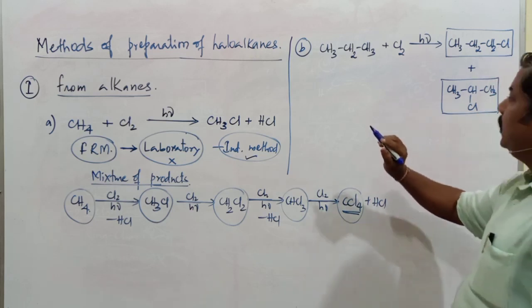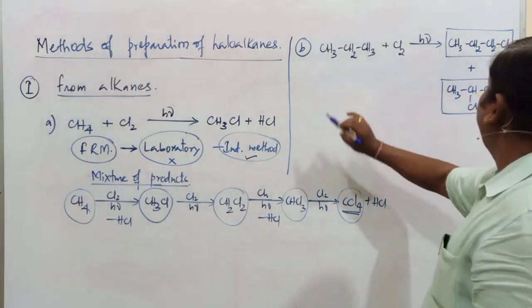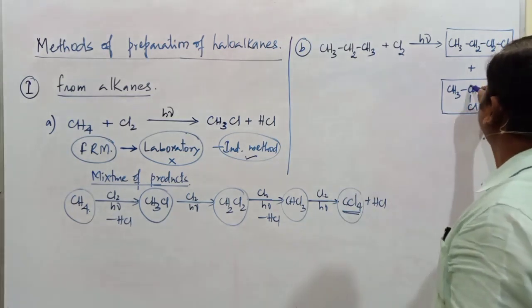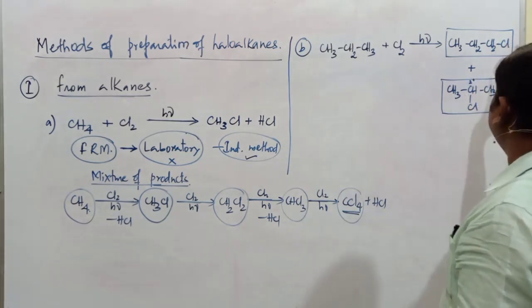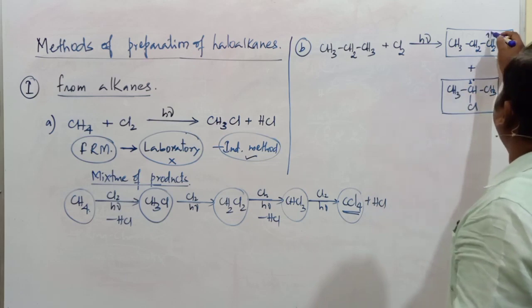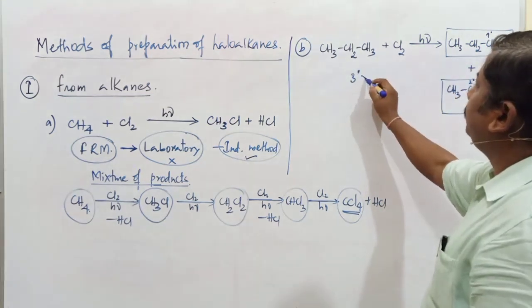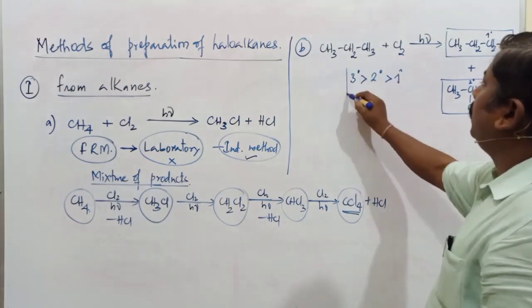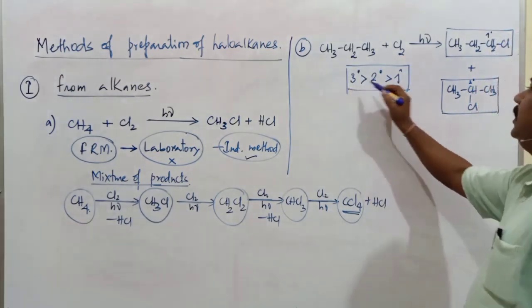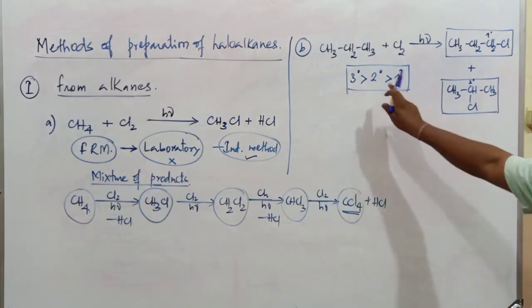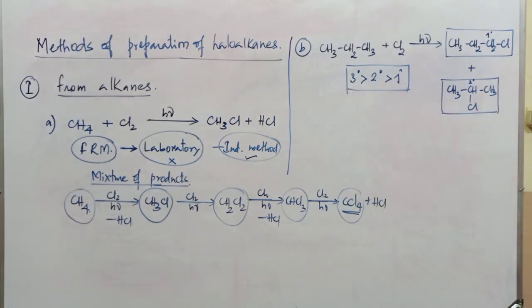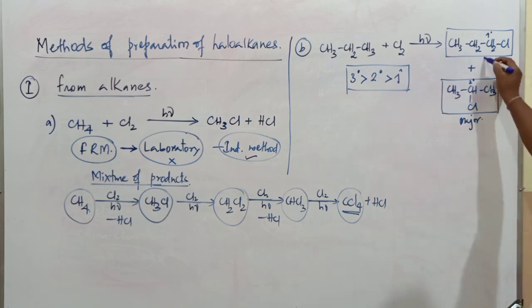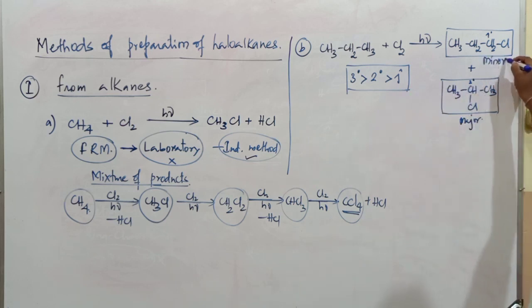The major and minor product depend upon the type of the corresponding intermediate. Here it is going to be a secondary free radical, and this is going to be primary. The major product depends upon 3 degree, 2 degree and 1 degree. If the compound contains 3 degree, it is major, next is 2 degree, next is 1 degree. So naturally this will be the major product and this will be the minor product.